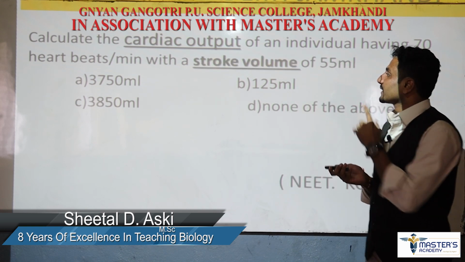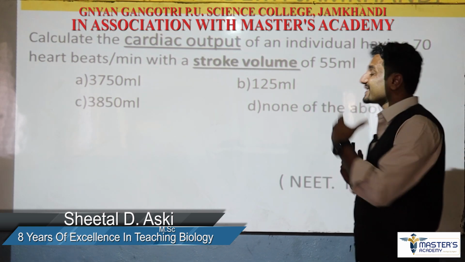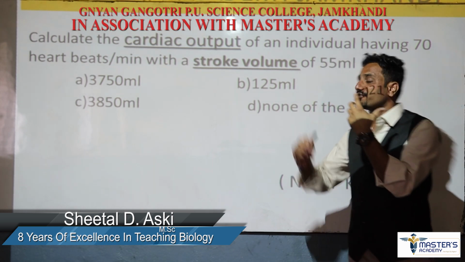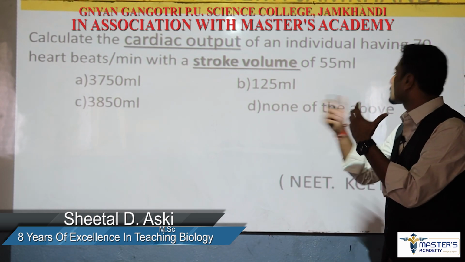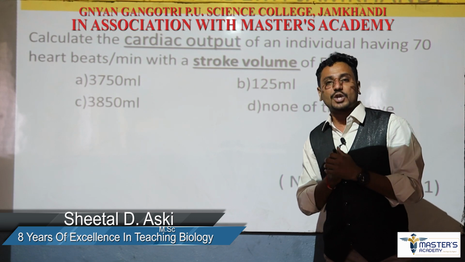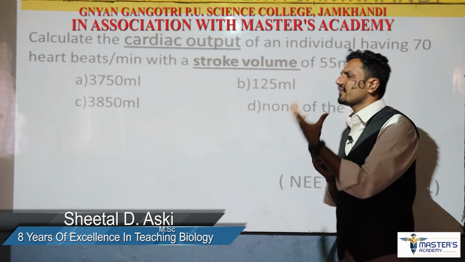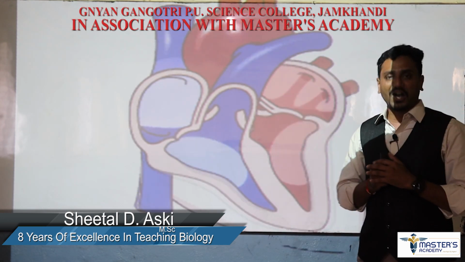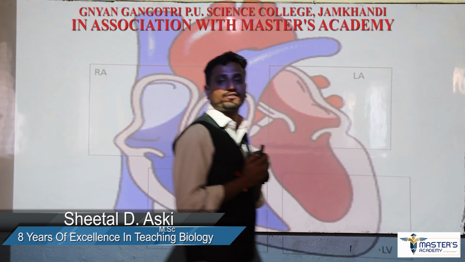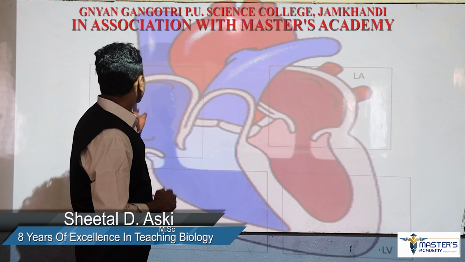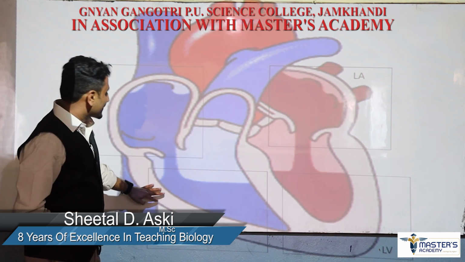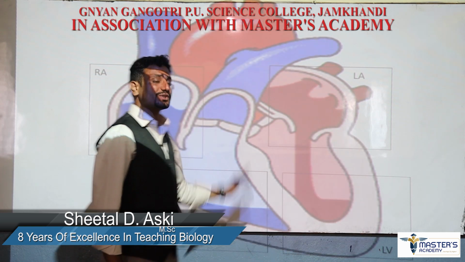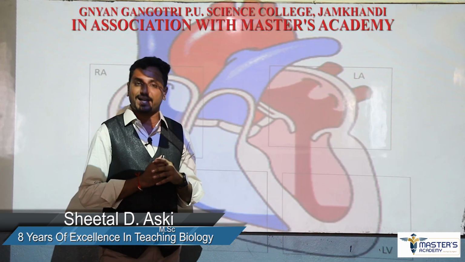See here, there are two important terms. One is cardiac output, the other one is stroke volume. If you are familiar with cardiac output as well as stroke volume, then you can easily solve this type of question. So briefly I will explain this first. Heart, a muscular pumping organ, is made up of four beautiful chambers: right atrium, right ventricle, left atrium, left ventricle. These are the four chambers of a heart.